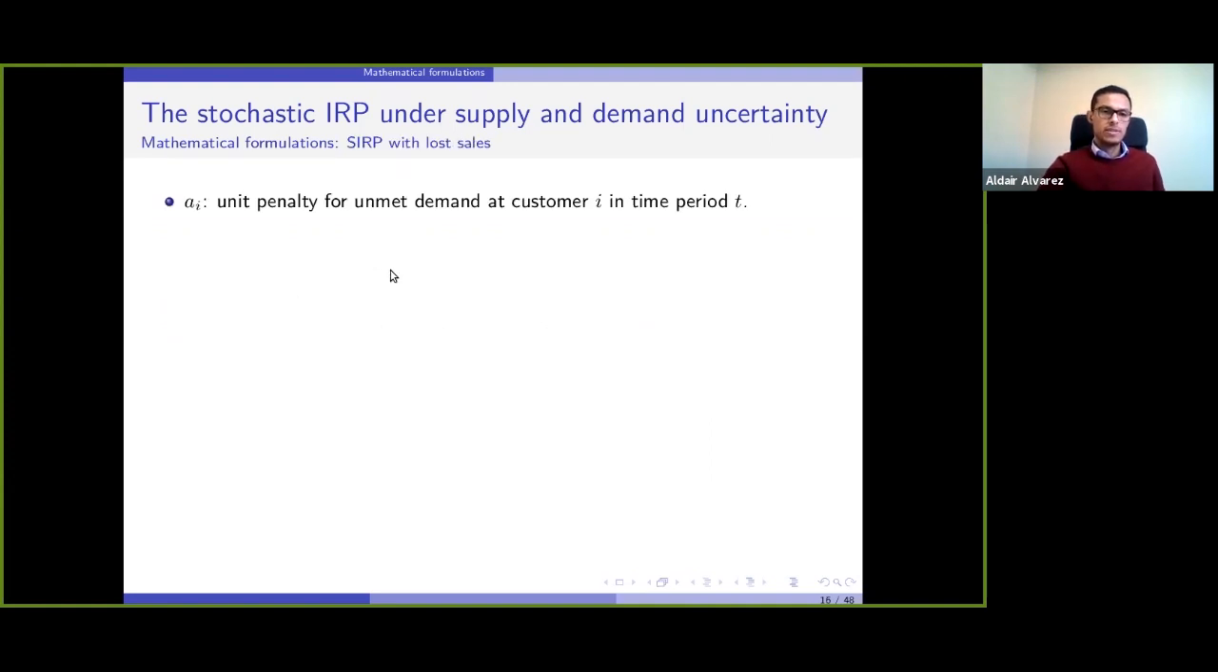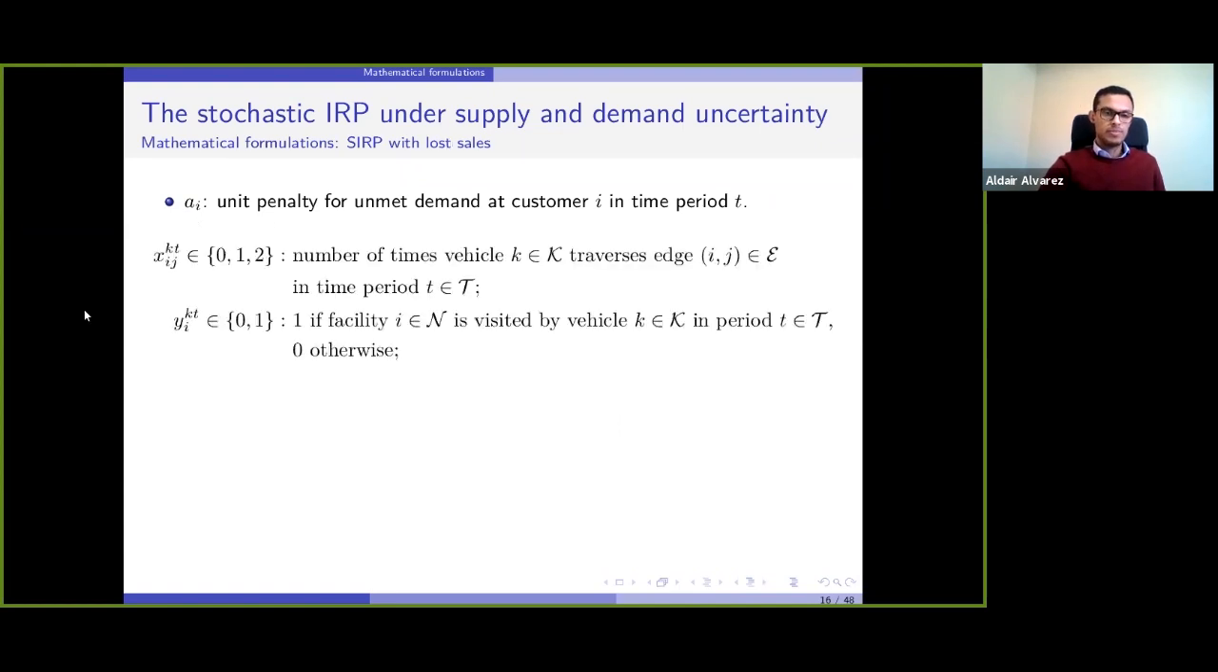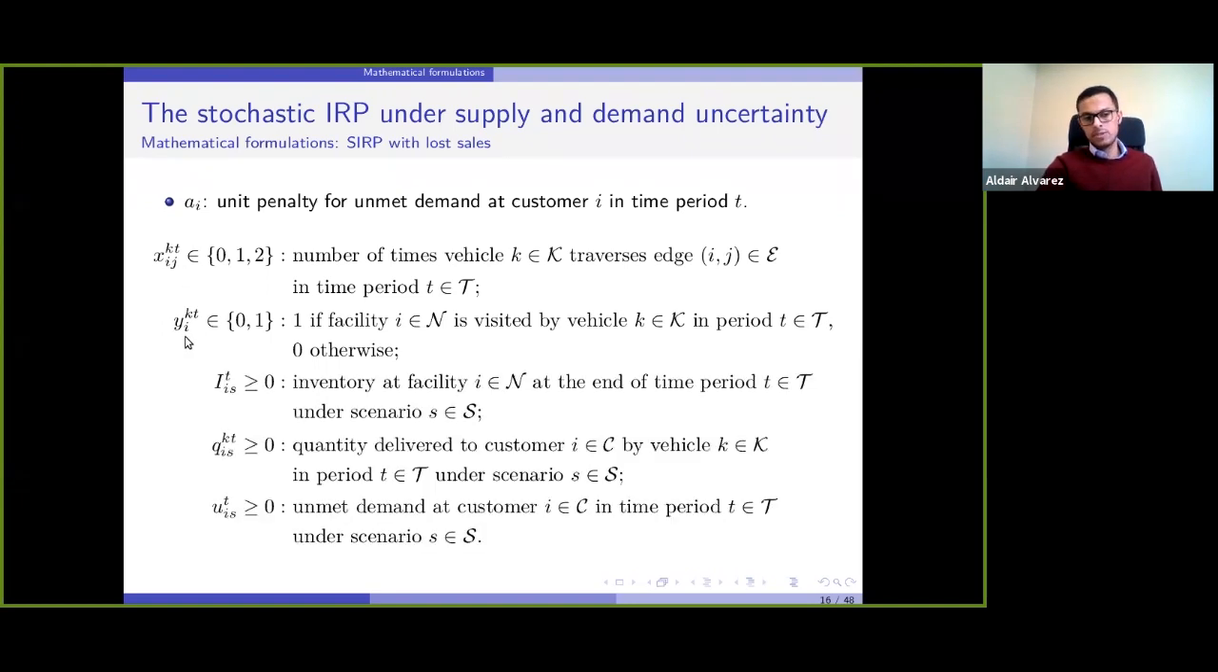So for the lost sales case, we have a penalty cost, which is paid for every single unit of demand that we don't serve for each customer and time period. For the mathematical models, we have these variables. We have the classical routing and visit variables, which are first-stage variables. And then in the second stage, we have inventory level, delivery quantities, and unmet demand variables. Notice that they are indexed with the scenario s. So these are the variables of the model.